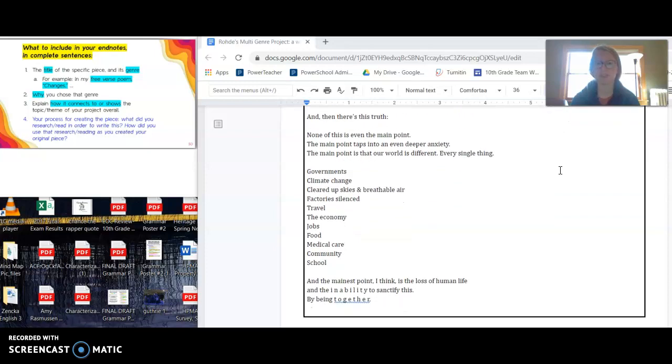And then there's this truth. None of this is even the main point. The main point taps into an even deeper anxiety. The main point is that our world is different. Every single thing. Governments, climate change, cleared up skies and breathable air, factories silenced, travel, the economy, jobs, food, medical care, community, school. And the mainest point, I think, is the loss of human life and the inability to sanctify this by being together.